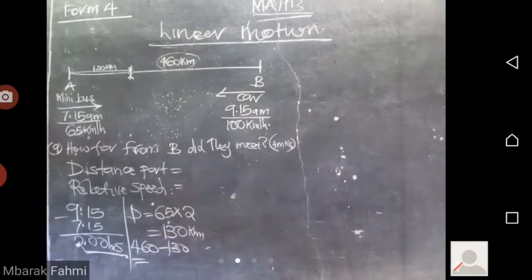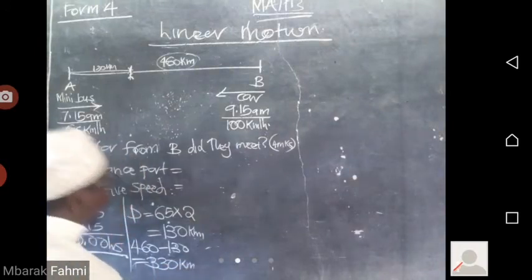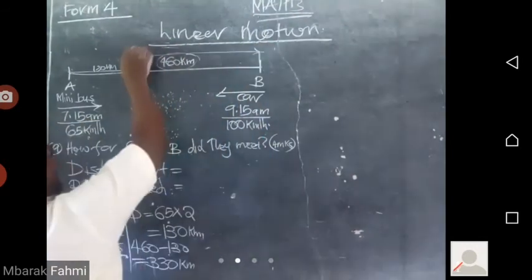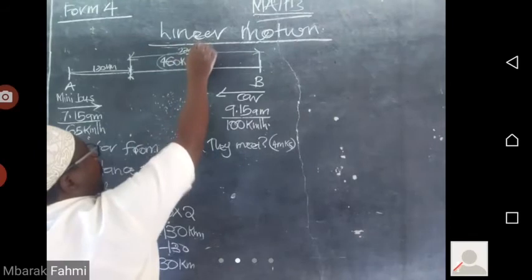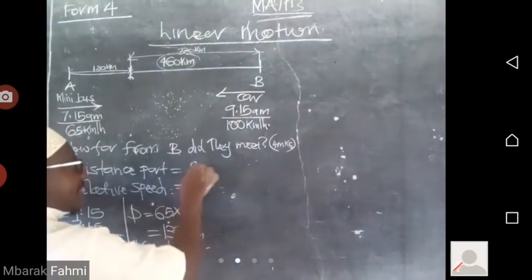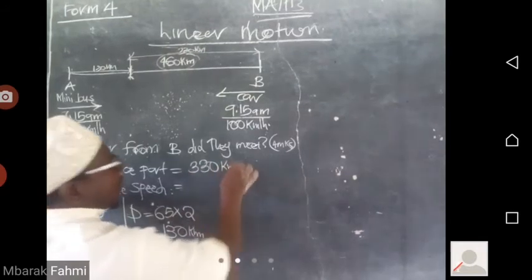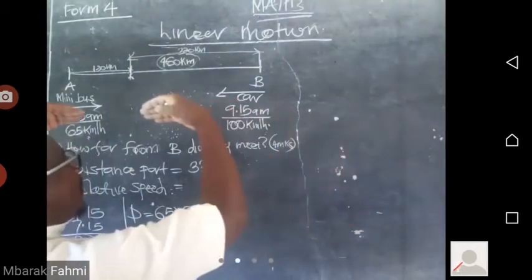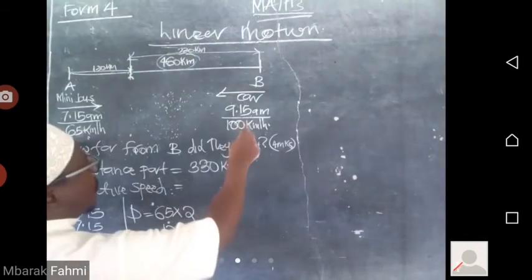Okay, which will be 100, which will be 330 kilometers. So these two bodies were 330 kilometers apart. So the distance apart is 330 kilometers. Okay? The relative speed, we have to add the two speeds now because they are moving towards each other. Therefore, we are supposed to add.